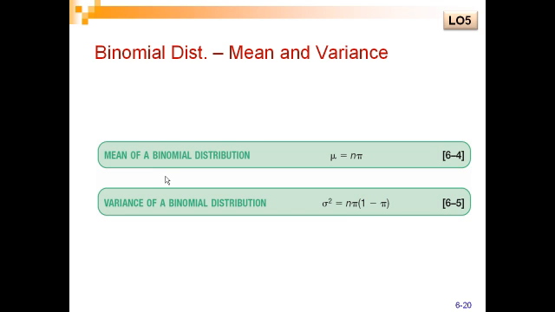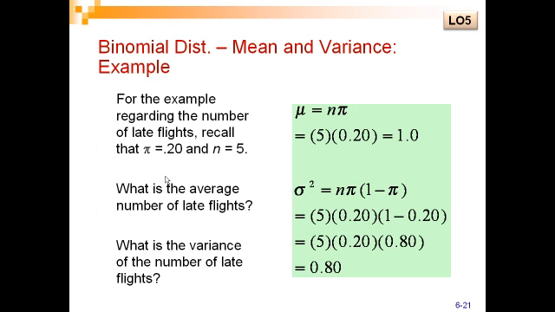The mean and the variance of a binomial distribution can be computed in a shortcut fashion by the formulas below. Mean of a binomial distribution: mu equals n pi. Variance of a binomial distribution: sigma squared equals n pi multiplied by 1 minus pi.